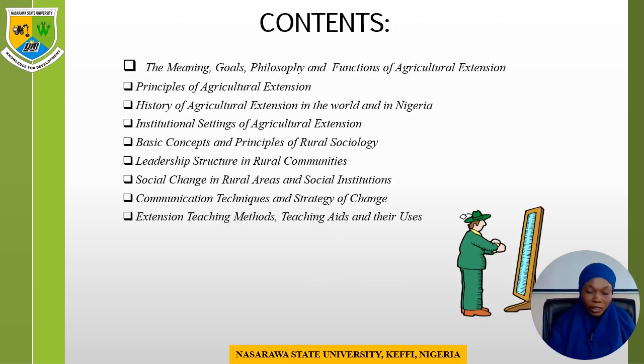Here are the course contents for the course. First, we are going to be looking at the meaning, goals, philosophy, and functions of agricultural extension. We will also be looking at the principles of agricultural extension, history of agricultural extension in the world and in Nigeria, the institutional settings of agricultural extension, basic concepts and principles of rural sociology, leadership structures in rural communities, social change in rural areas and social institutions, communication techniques and strategy of change, and finally, extension teaching methods, teaching aids, and their uses.